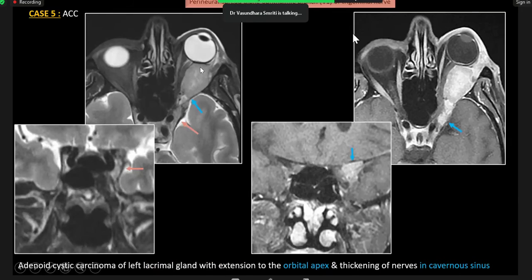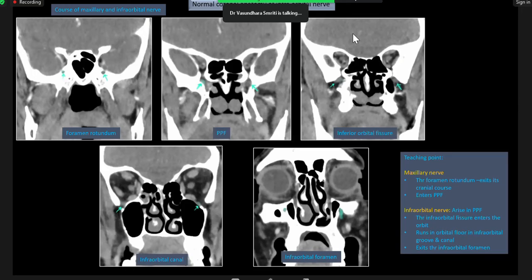Another case of lacrimal gland adenoid cystic carcinoma, it was extending up to the apex. And there was some asymmetry in the cavernous sinus. There was enhancement seen on the apex. So this was a perineural spread along the V1 segment. So if you are looking at your lacrimal gland adenoid cystic carcinoma, do check your V1 nerve.